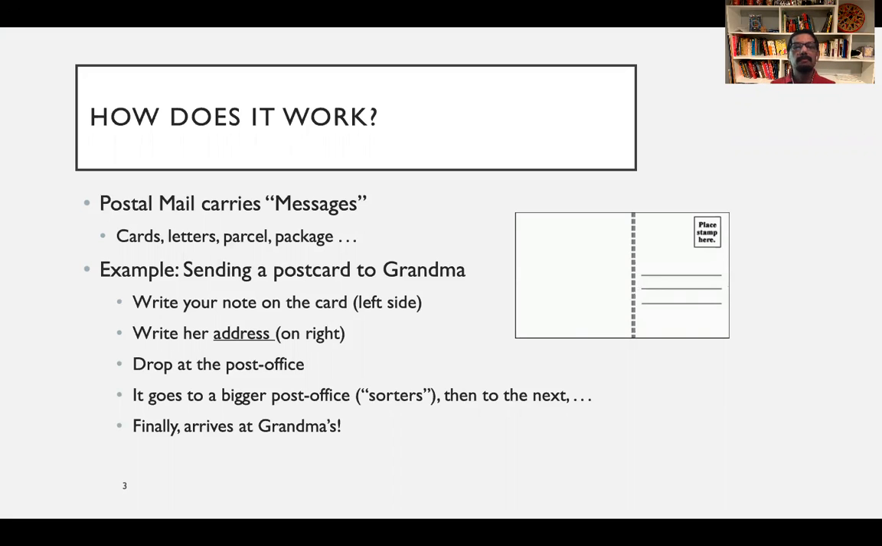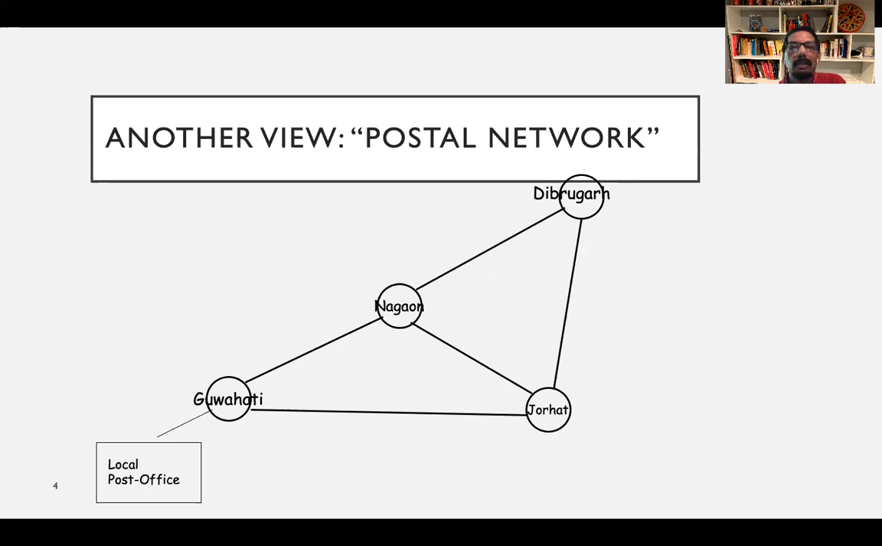Usually it goes from a post office to a bigger post office, we call it a sorter, and then goes to the next one, and so on, and in some way finally arrives at grandma's. So let's look at the postal system as a network. I'll tell you what a network means. I have a local post office here. I got a picture of 4 cities in Assam: Guwahati, Nagaon, Jorhat, and Dibrugarh. I am dropping off my postcard locally in the Guwahati post office, and I want to send it to my grandmother who used to live in Dibrugarh, right?